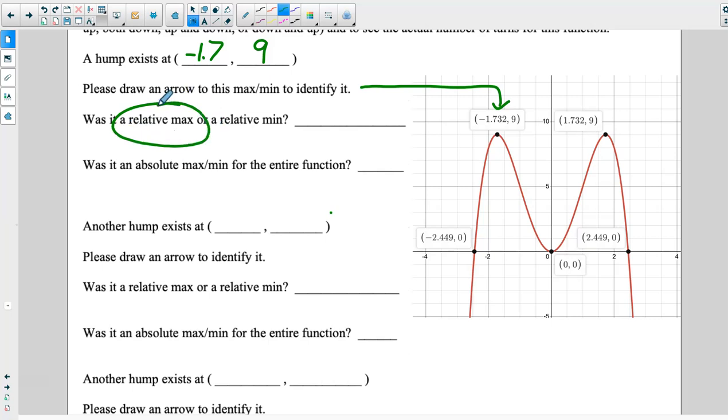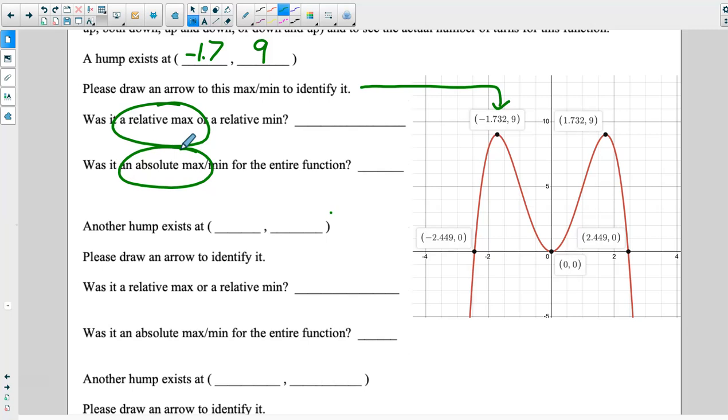Is there any y-coordinate that is larger than 9? No, there's one that's equal to it, but it's not bigger. So I'm actually going to say that this is an absolute max. Now, this one I'm not writing both options out, but just realize they're still there.